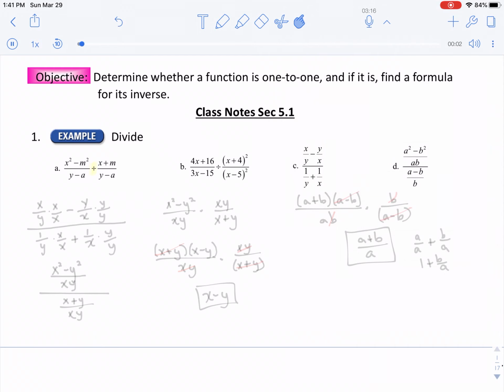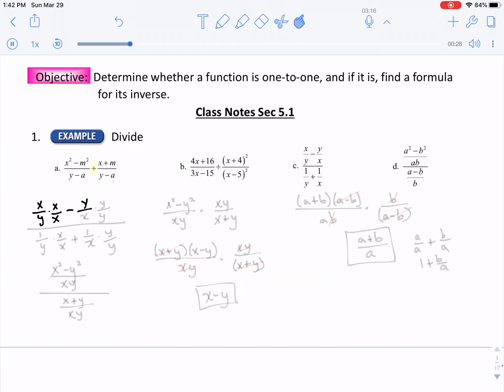Okay, I am going to do problem 1C and D. I'm going to start way over here to the left of this page, just for time purposes. Notice that I've got two fractions being subtracted in the numerator, and I need a common denominator. The common denominator is xy, so I'm going to take the x over y and multiply it times x over x to get that common denominator, and then my minus sign.